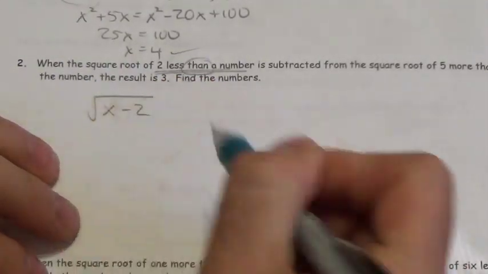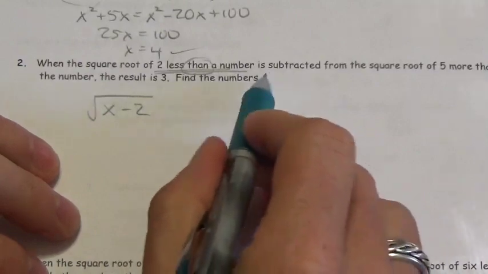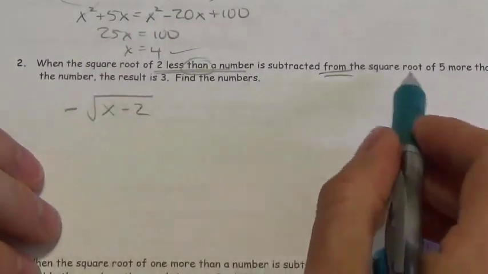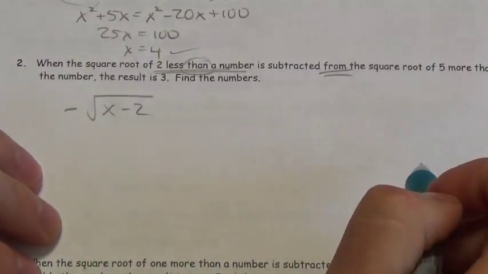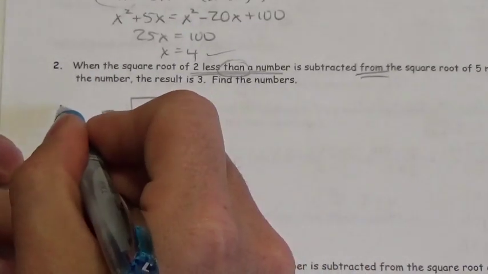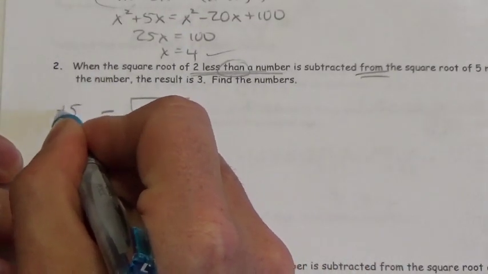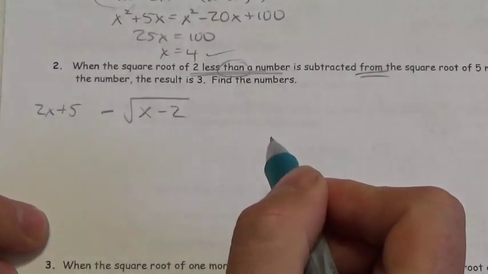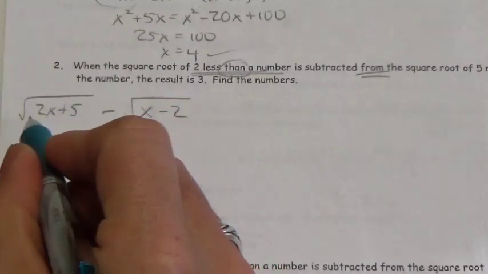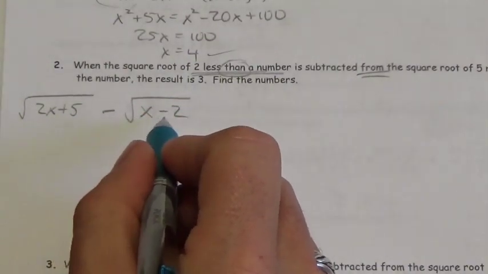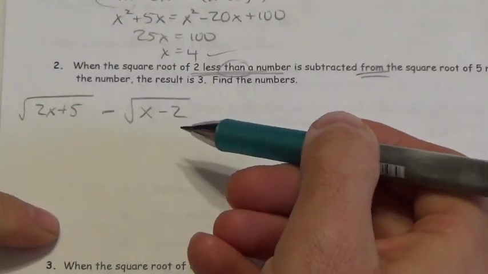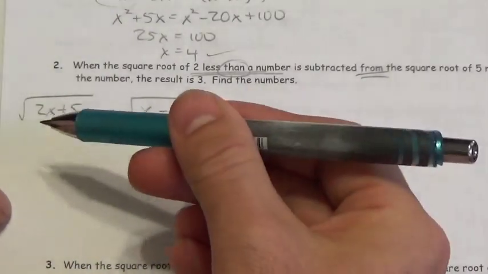And we're talking about the square root of that. And then this is subtracted from, so it's taken away from, the square root of 5 more than twice a number. Okay, 5 more than twice a number. Well, 5 more means add 5, and twice a number is multiply by 2. And this is the square root of that right there. So it's the square root of 2x plus 5 minus the square root of x minus 2. Now, I know that for some of you, you're going to get frustrated by that because we seem to be building this equation backwards.